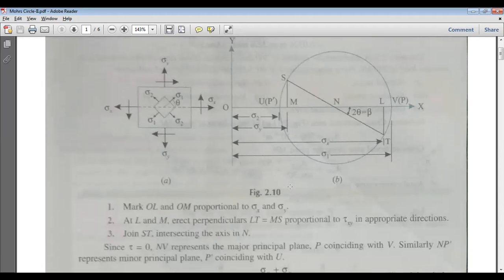LT is equal to MS. This is LT is equal to MS. That is, this is SM, MS or LT. This is tau XY. This is shear stress that we have already discussed.